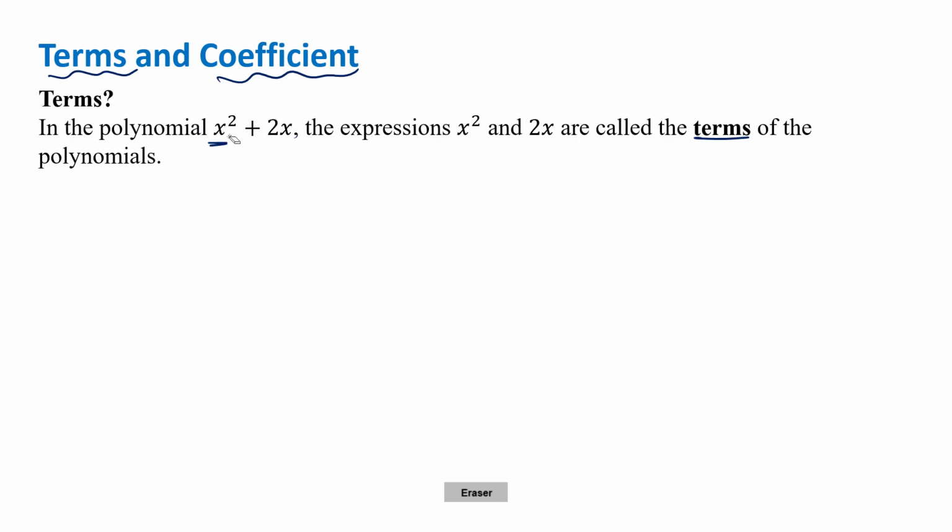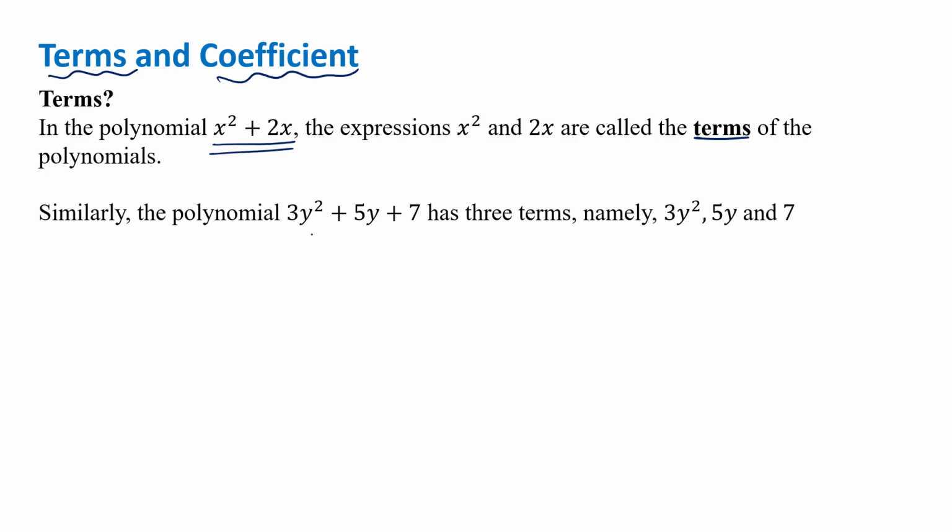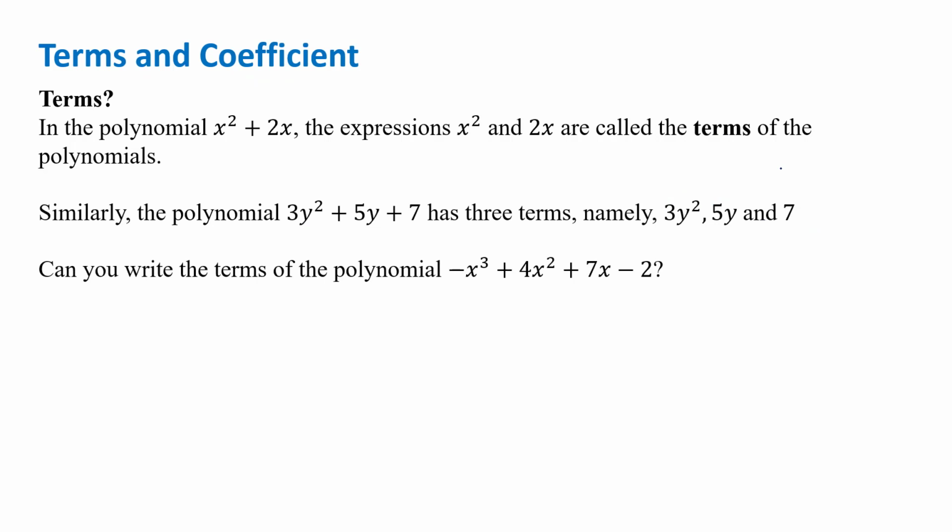So you can say there are two terms in this polynomial. In a similar way, we can say in 3y square plus 5y plus 7, there are three terms, namely 3y square, 5y and 7. Okay, so can you write the terms of this polynomial? Yeah, exactly. You can see there are four terms.